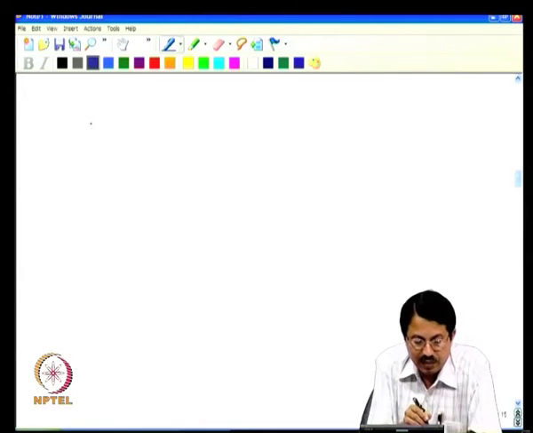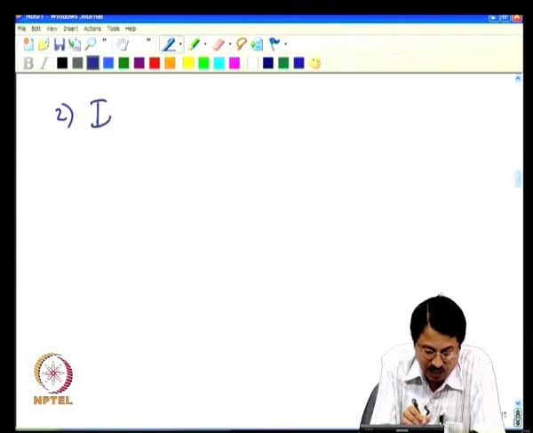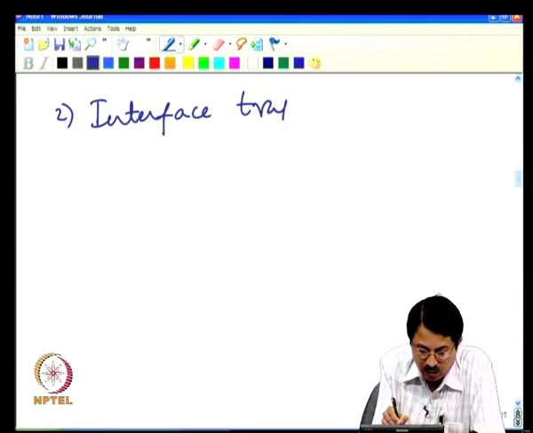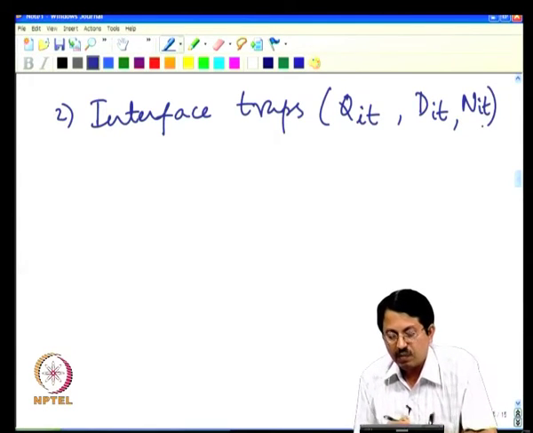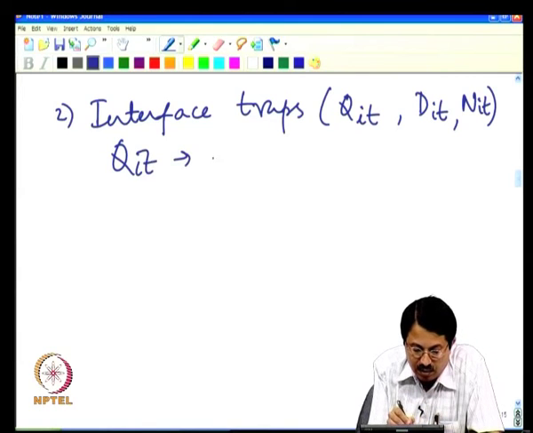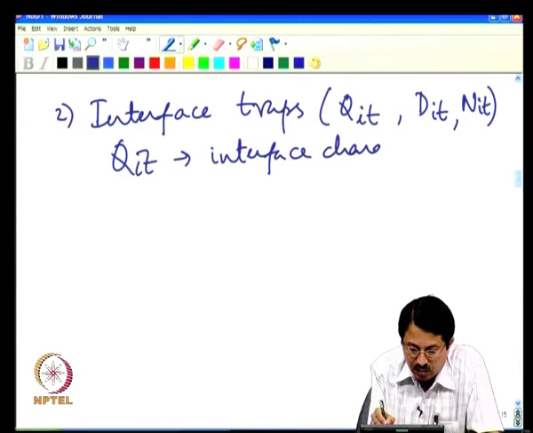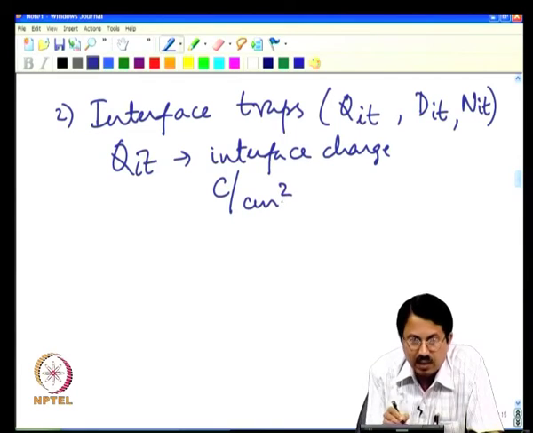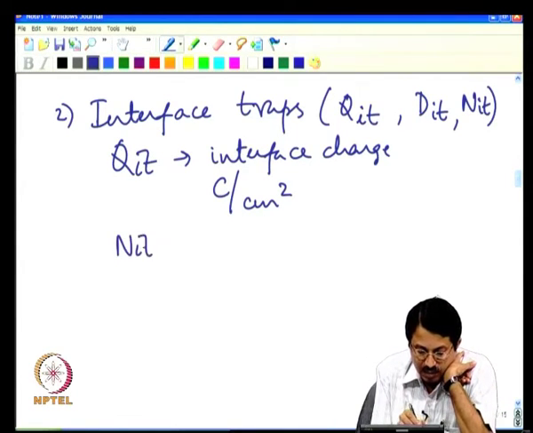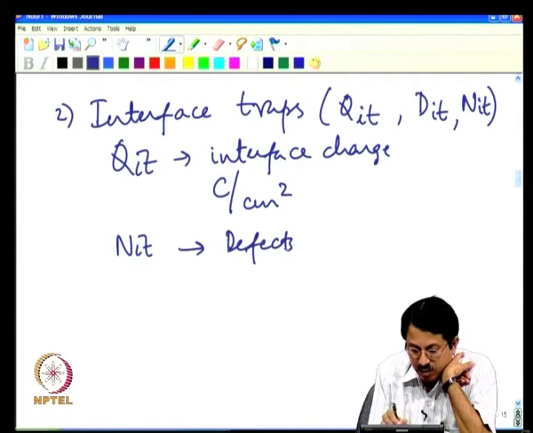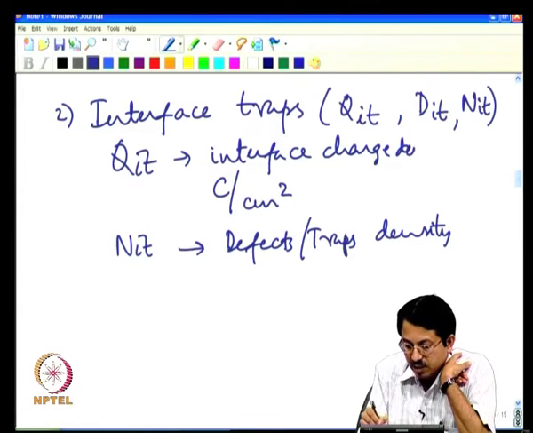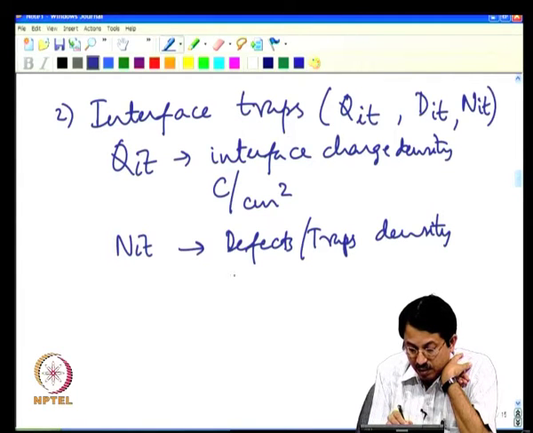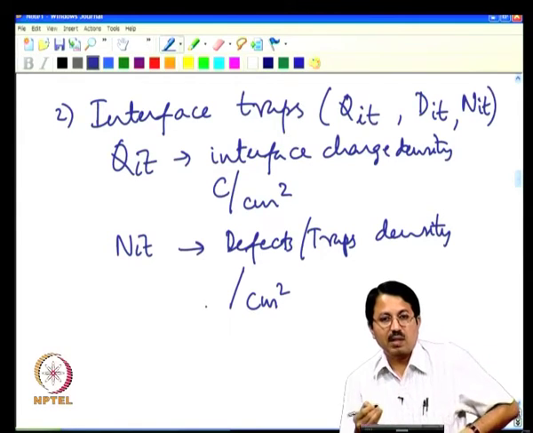The next non-ideality, which is also very important, is what is called interface traps. It is denoted as QIT, which stands for interface trapped charge, or DIT or NIT. There are different ways of, so QIT essentially means interface charge. In other words, I am essentially saying coulomb per centimeter square, so much charge is available. NIT means defects or traps density. This is charge density, that is why it is per centimeter square. Here it is number per centimeter square, so many 10 power 12 traps per centimeter square.